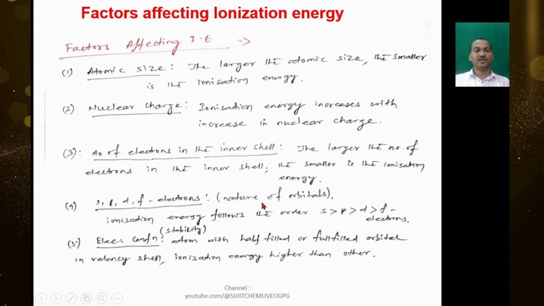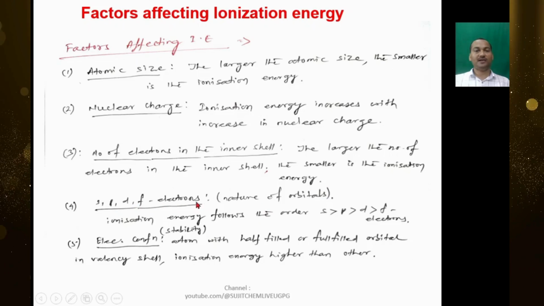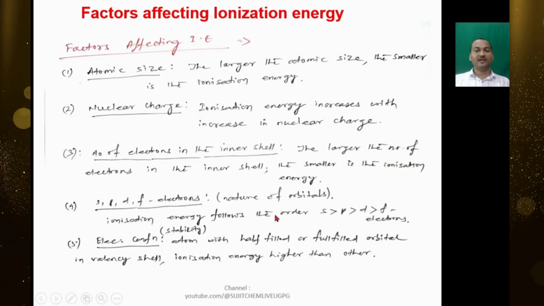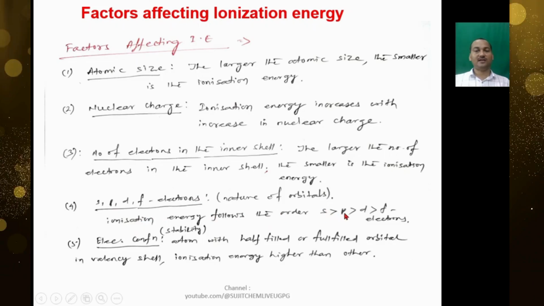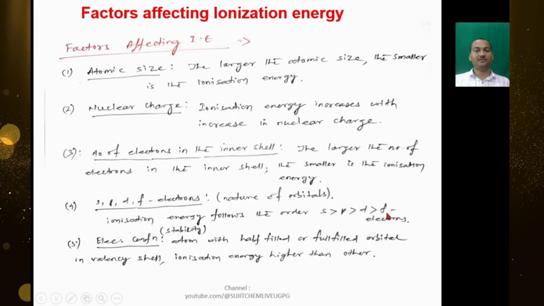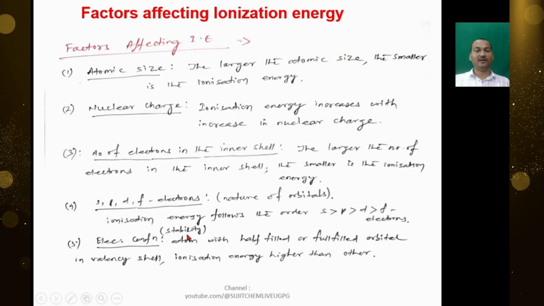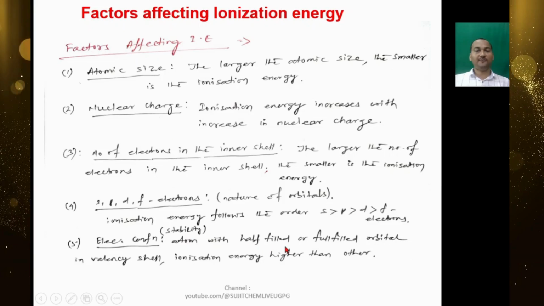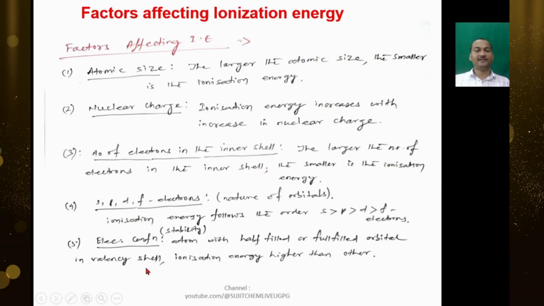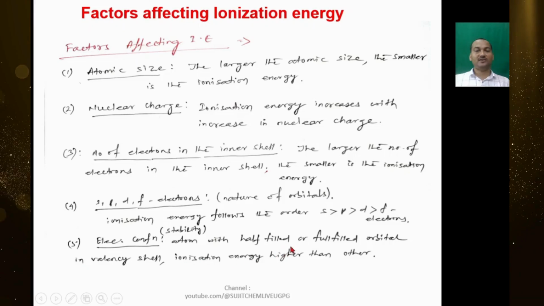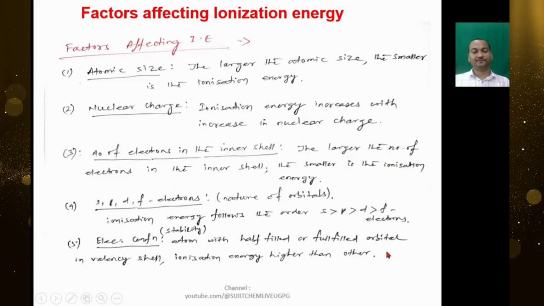The next is the nature of orbitals, s, p, d, f electrons. Ionization energy follows this order: s greater than p greater than d greater than f electrons. The next is electronic configuration or stability. The atom with half-filled or fully filled orbitals in the valence shell has higher ionization energy than the other.